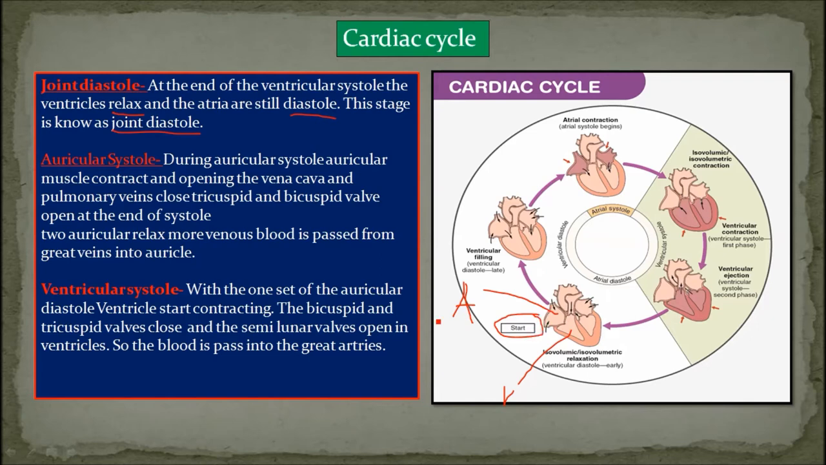And then comes the auricular systole, during which the auricular muscles contract, the vena cava and pulmonary veins close, and the tricuspid and bicuspid valves open at the end of the systole. Now here, the blood comes and fills the total space of the auricles. From the right side, the upper vena cava, the superior vena cava, and the lower vena cava, the inferior vena cava, carry the impure blood into the right auricle. At the same time, the pulmonary vein carries the pure blood into the left auricle.